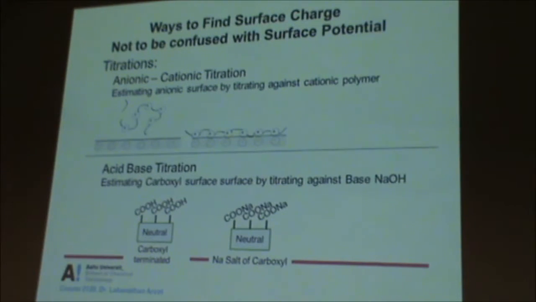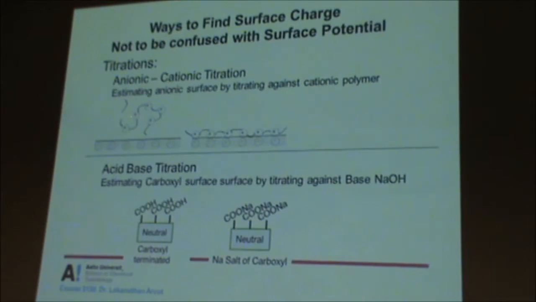Now, how do we distinguish? Let's say surface potential is useful. It is also useful to get the idea about surface charge. It's very tricky to get surface charge. To get a complete idea of surface charge is very tricky. I'll tell you why. For example, these are two simple ways by which you can measure charges.